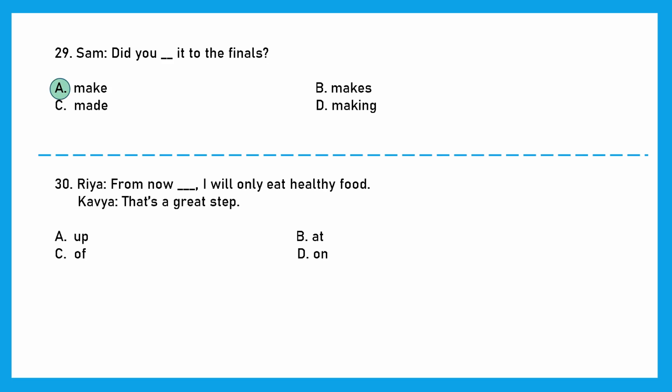Question 30. Ria, from now dash, I will only eat healthy food. Kavya, that's a great step. So here they are talking about a particular time frame, that after this. So from now on, the right answer should be option D, on.